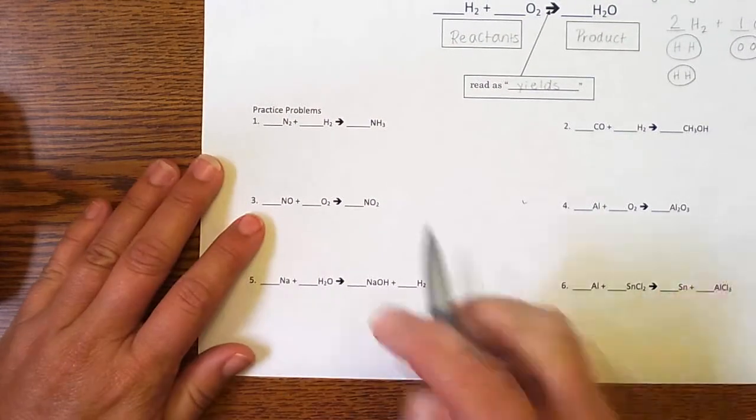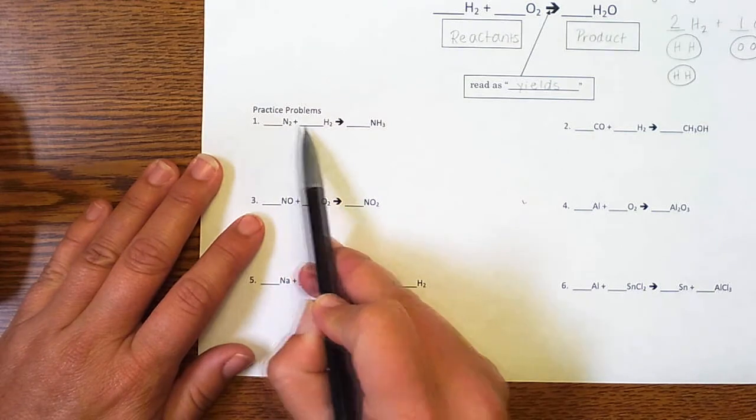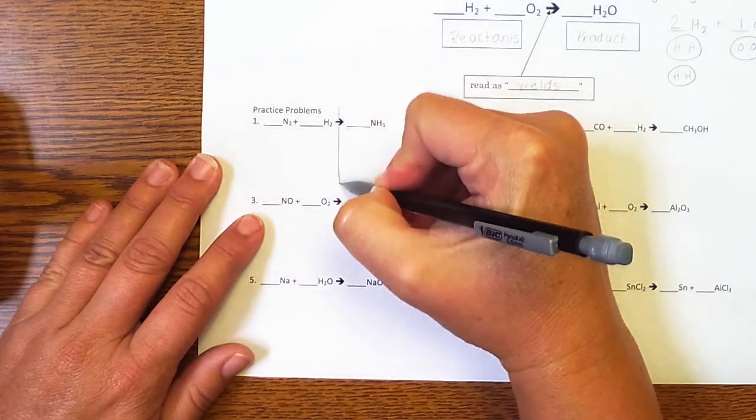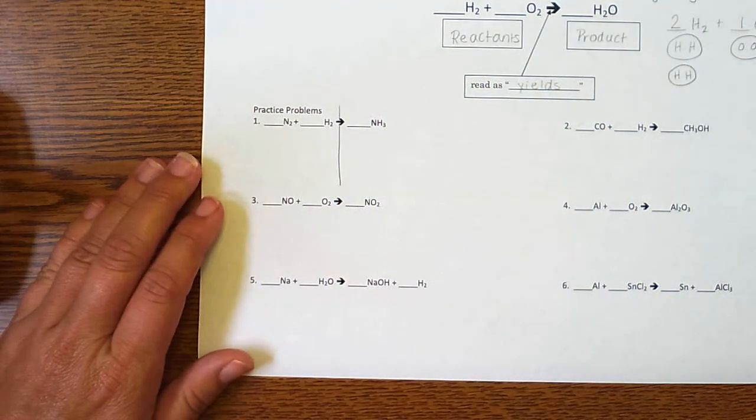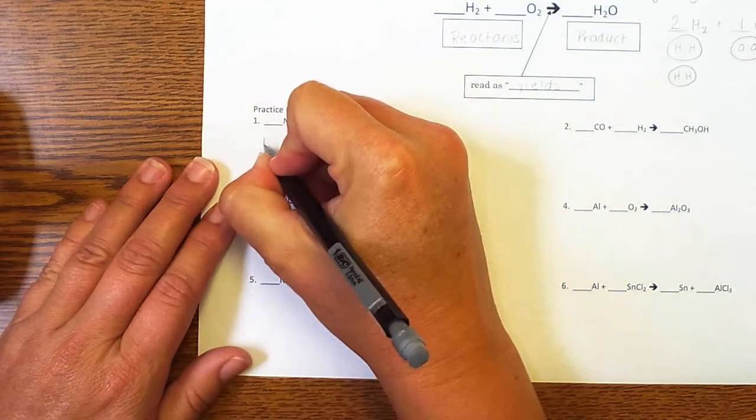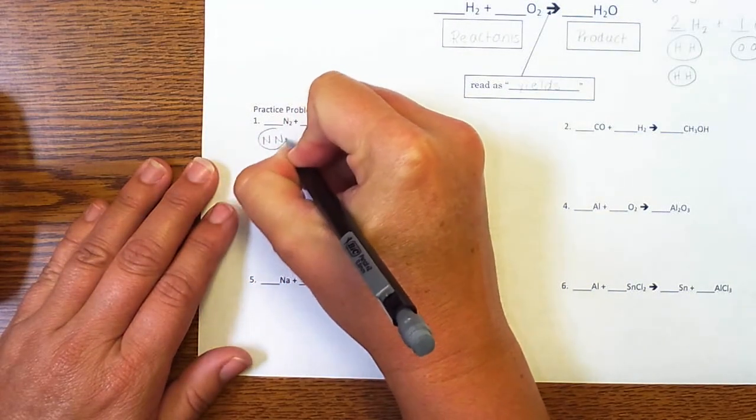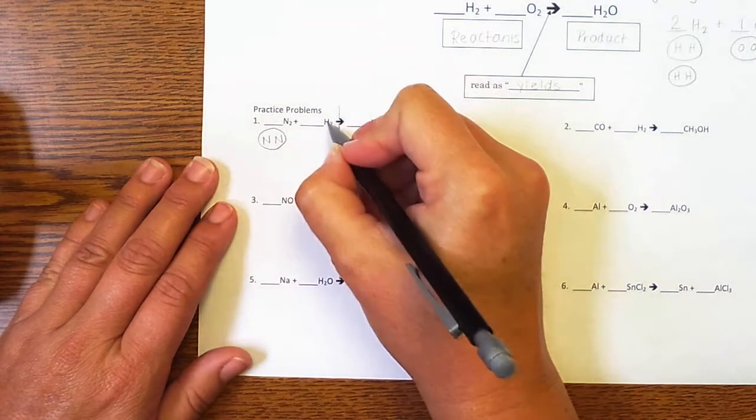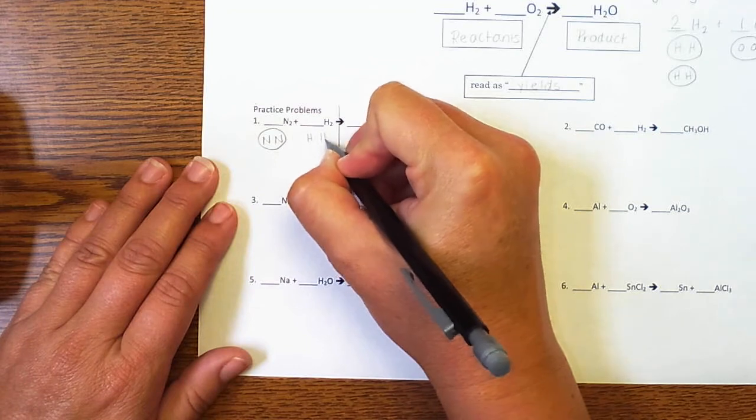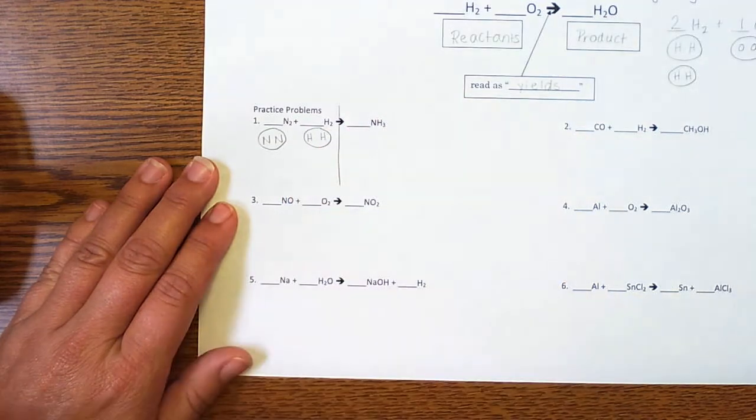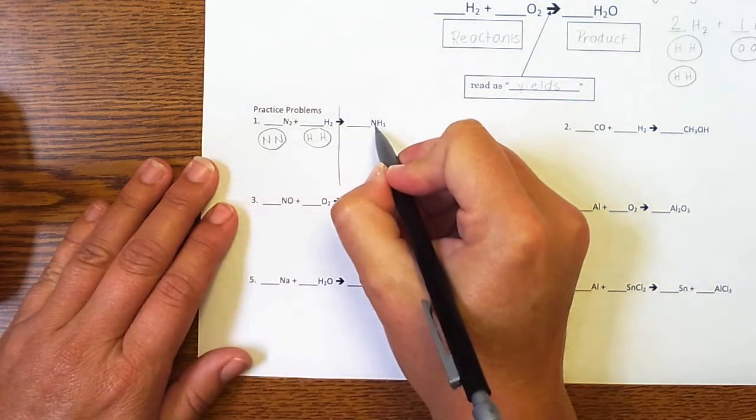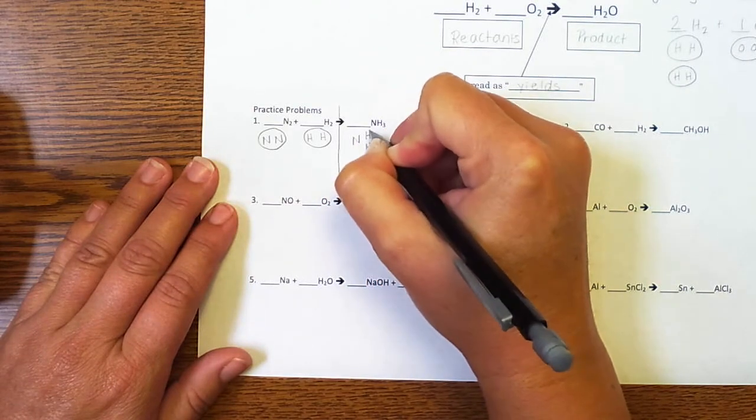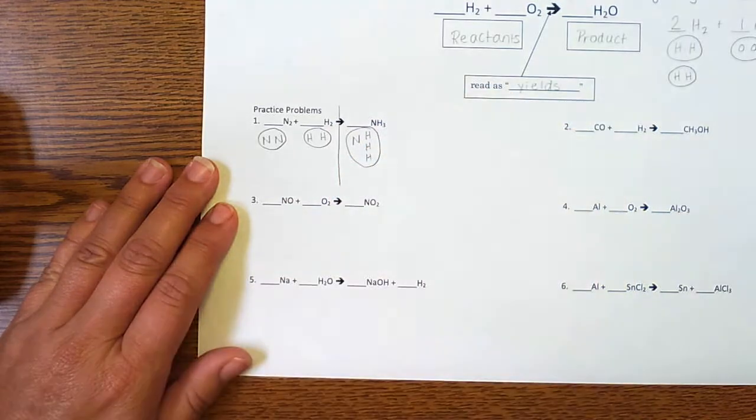So I'm going to start here with this one. I have N2 plus H2 yields NH3. I'm going to draw my line right where that arrow is, and then I'm going to draw my packages. So I have 2 nitrogens together in a package. So I write 2 letter N's and put a circle around it. I have 2 hydrogens in a package. So I'm going to draw 2 H's and put a circle around it. And then my product is NH3. So I'm going to draw an N and 3 H's and put a circle around it.